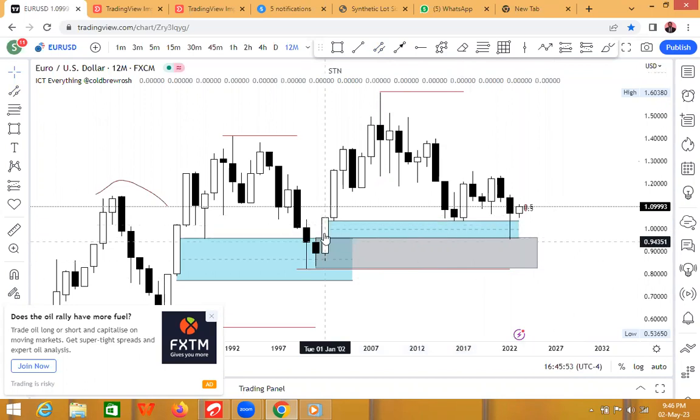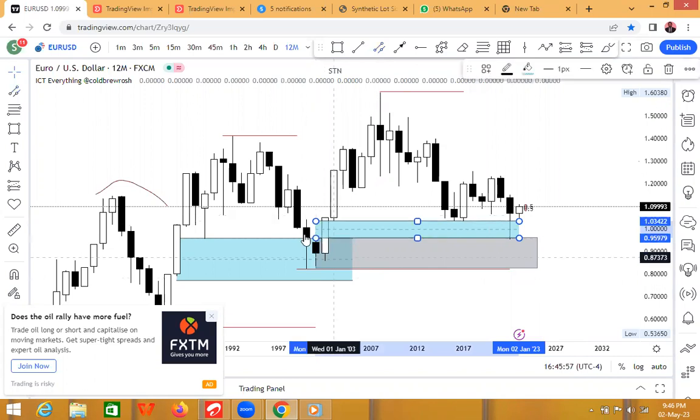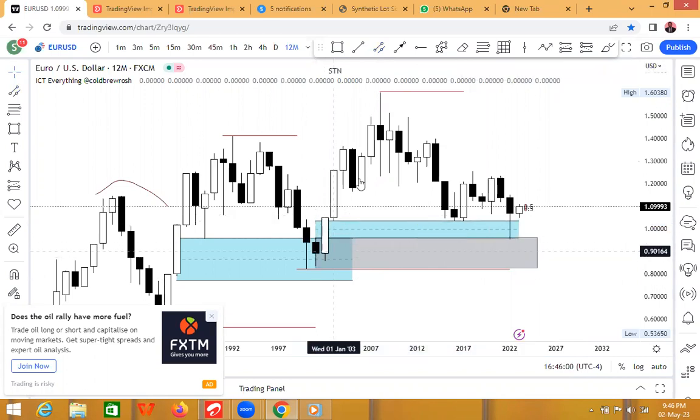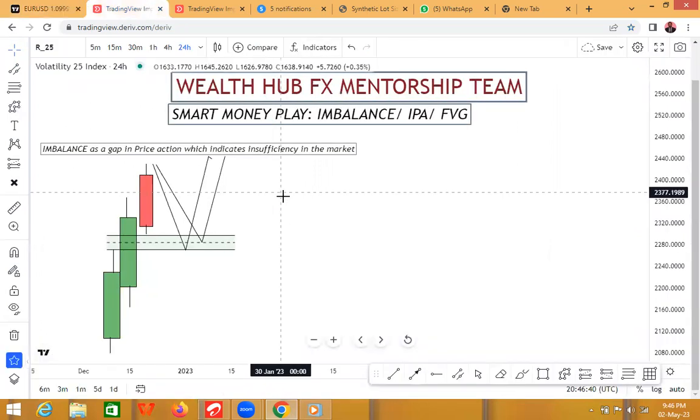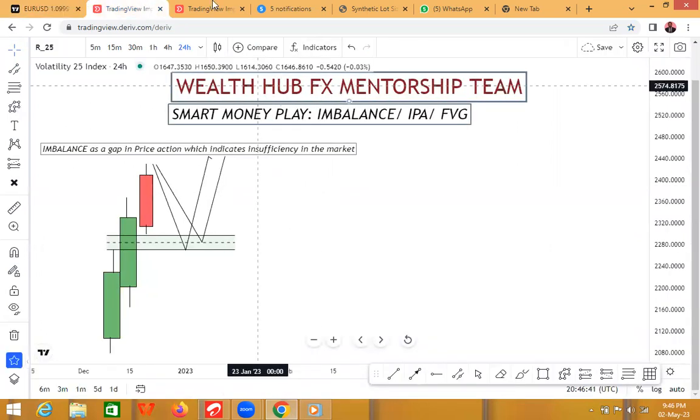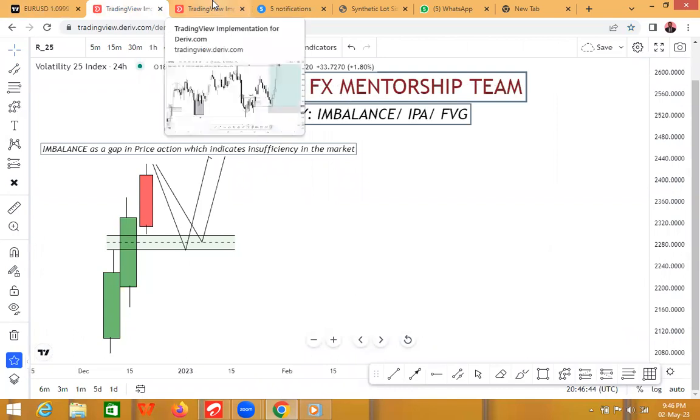So this is what we call an imbalance: price trading to cover where there is insufficiency or a gap in the market. If I go to the daily time frame, you're going to see a break of structure at each of these levels. That tells you that the buy has been confirmed. That is what we call imbalances, fair value gaps, or insufficient price action. Let's go back to the chart.